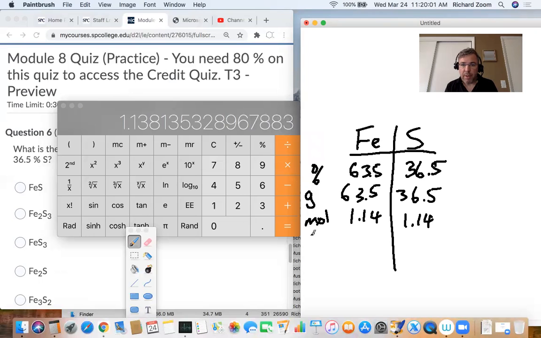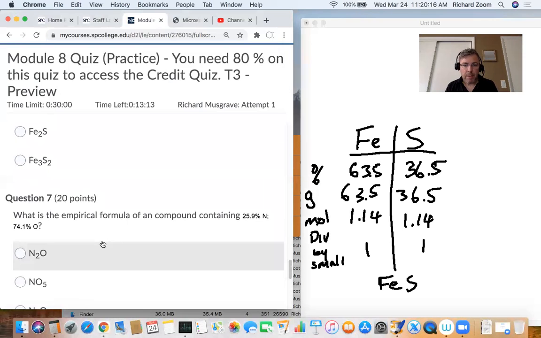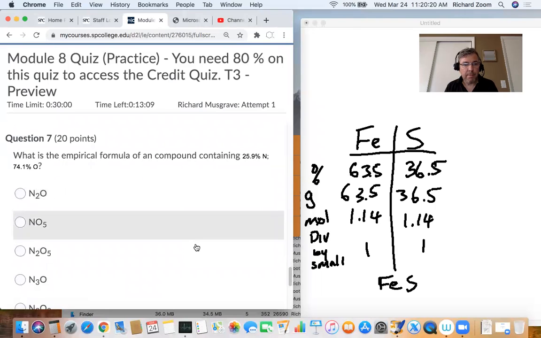You can see we can divide by the smallest here. It's going to be the same. It's going to be 1 and 1. So it's going to be FeS for that one. So that one's fairly easy. No fractions or anything to take care of.